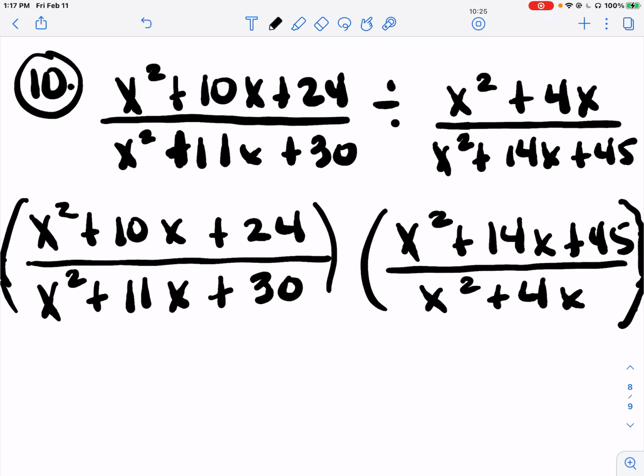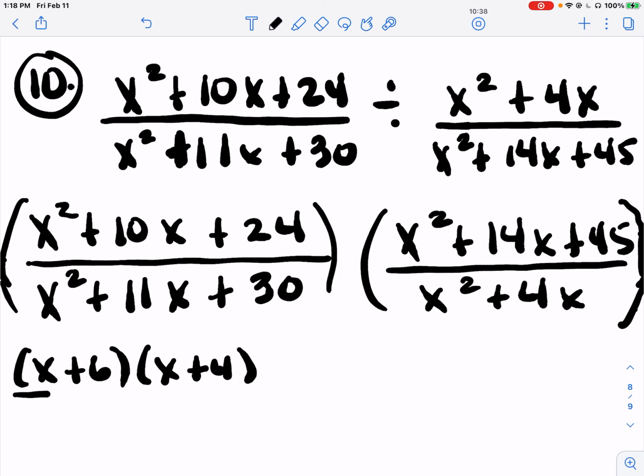Okay, now I'm going to factor. The top left, multiply to 24, add to 10. Okay, it's a trinomial with an understood one. Bottom left, also a trinomial with an understood one. So multiply to 30, add to 11. 6 and 5.